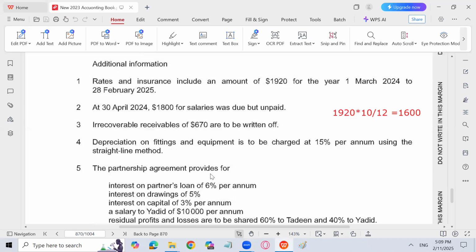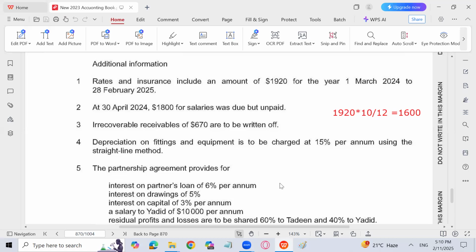Partnership agreement provides for interest on partners loan 6% per annum, interest on drawings 5%, interest on capital 3%, salary to Yadid of 10,000 per annum, and residual profit to be shared 60% to Tadeen and 40% to Yadid. So you need to write it down first. I think I have made you write it down already, but you can write it again. So write it. Interest on partners loan.